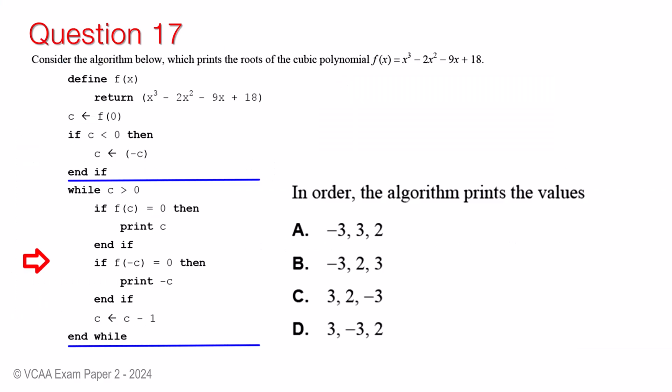C starts at 18 and is reduced by 1 each time we progress through the loops. So the first solution we will encounter will be when x equals 3. This will make the first if statement true, and the algorithm will print 3. But the second if statement will also be true, since f of negative 3 is also equal to 0. So the second value to be printed will be negative 3, leaving 2 as the last value to be printed, and this sequence of outputs aligns to option D.